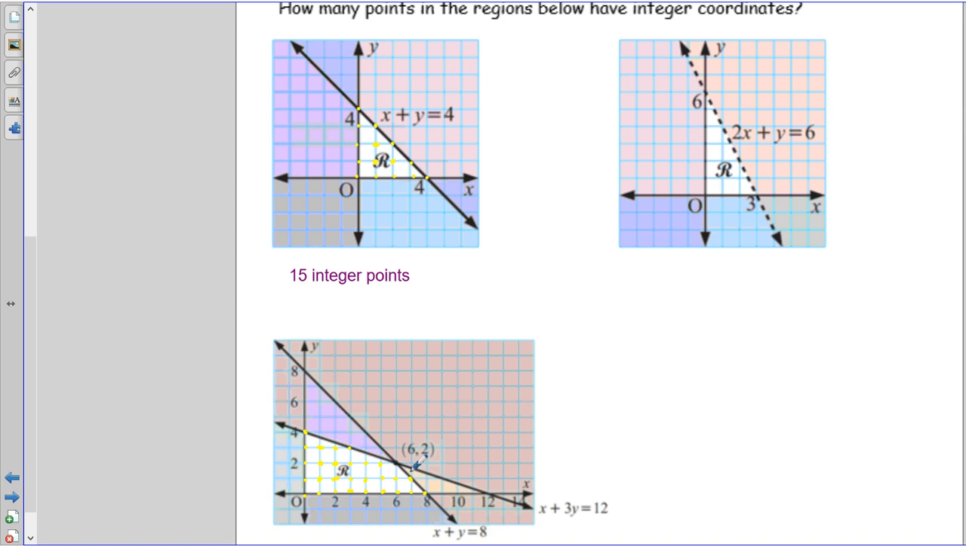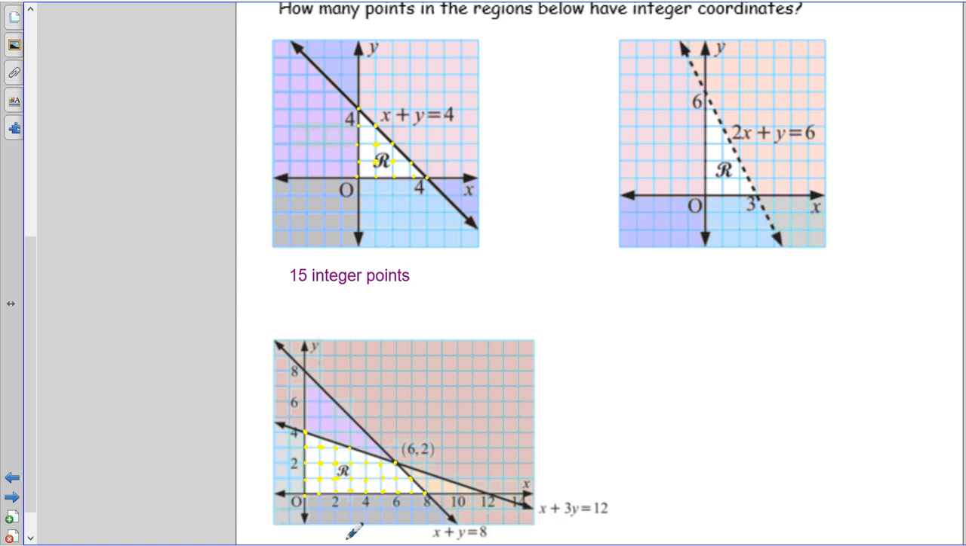Does it include this point here? Sub in 6 and sub in 2. So let's see, x is 6. 6 plus 3 times 2 is 6 plus 6, which is 12. So it does satisfy that, and according to this one too, 6 and 2, 6 plus y is 2 equals 8, yep. So it does include that point. That was tough. Doesn't include this point because that's not part of the region.